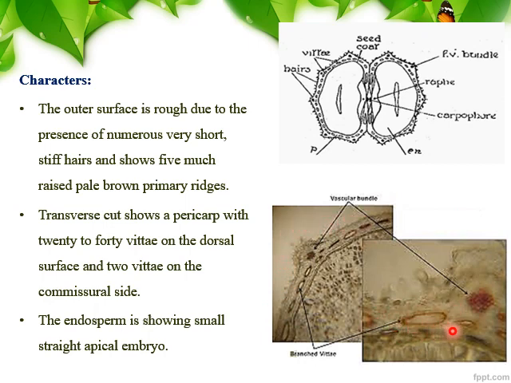This shows vittae or branches of vittae and the vascular bundle. The endosperm of the seed shows a small straight embryo.